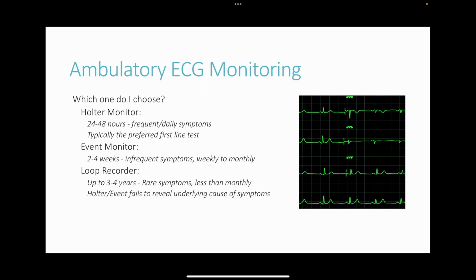So again, Holter monitor is 24 to 48 hours. Event monitor could be weeks, and then loop recorder eventually up to 3 to 4 years. If they have a loop recorder, they usually come in and they'll see you every 3 months. They put a little wand over the device, and it downloads all the data. And then we look at it.